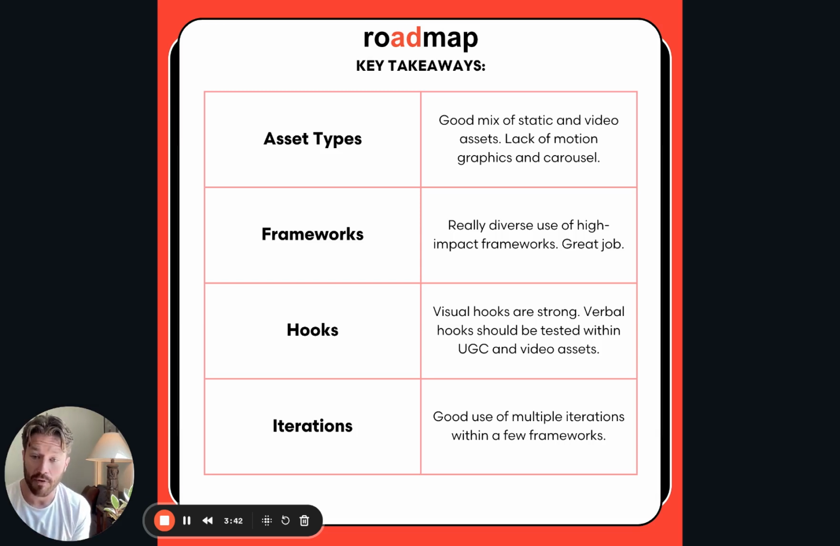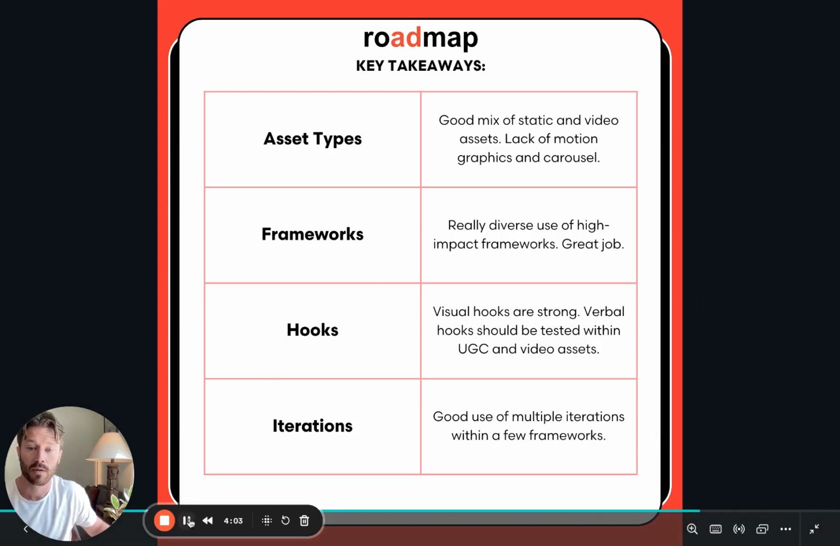Hooks, the visual hooks are strong mainly because of the boldness of the product. So that definitely lends itself to high impactful visual hooks, but verbal hooks should be tested more within the UGC assets. That would be a recommendation, room for improvement. And then iterations. Few of the frameworks have iterations, but there's room for opportunity there.